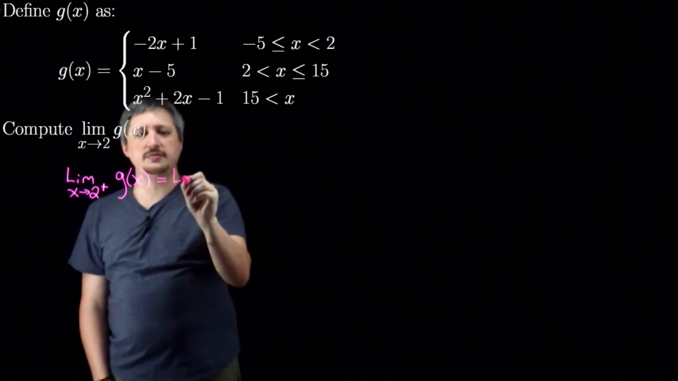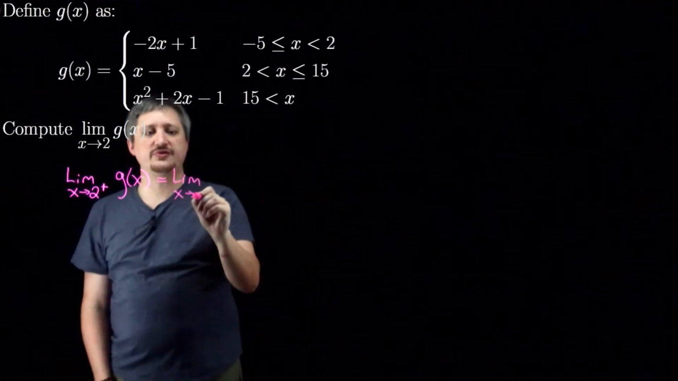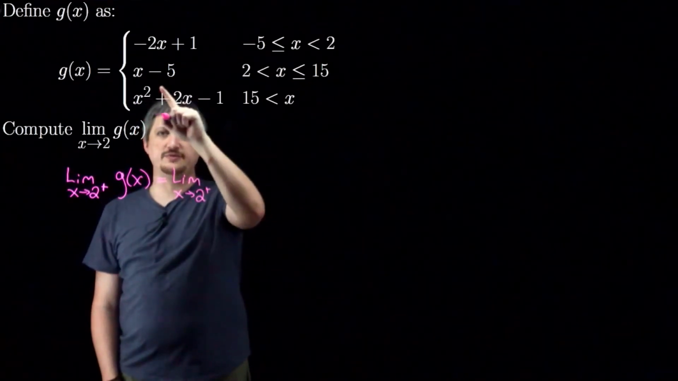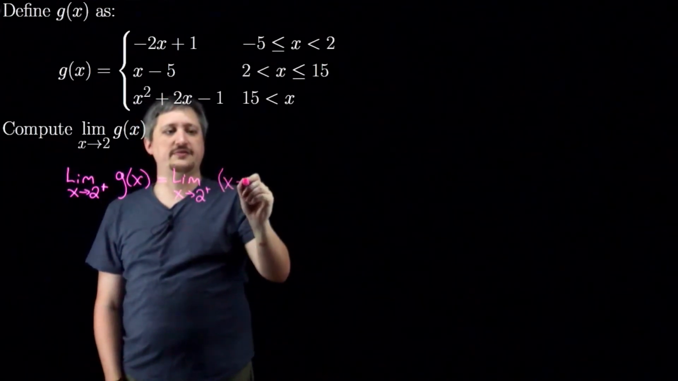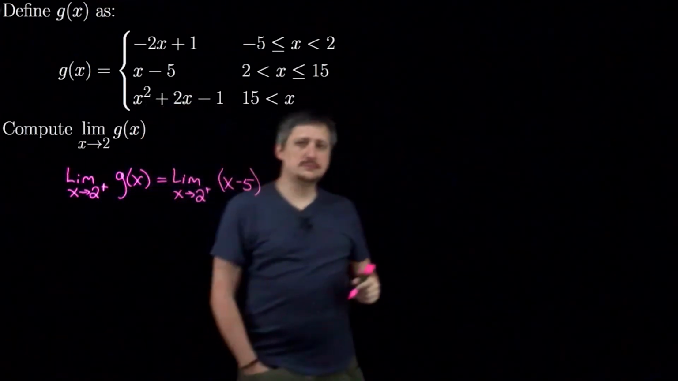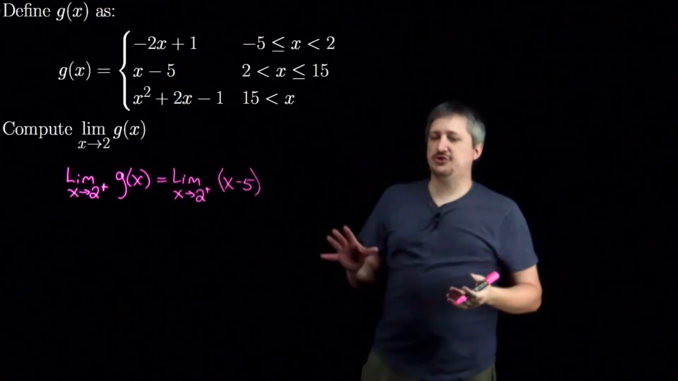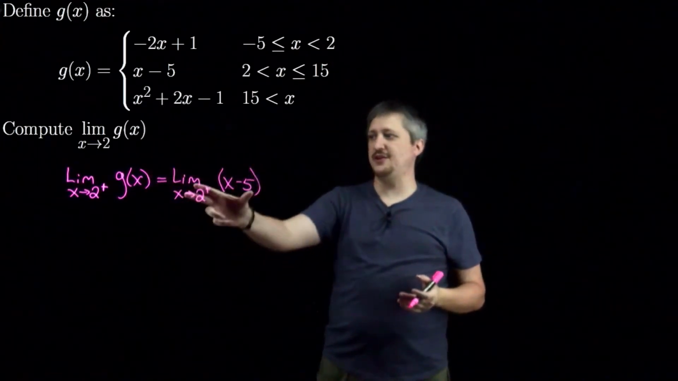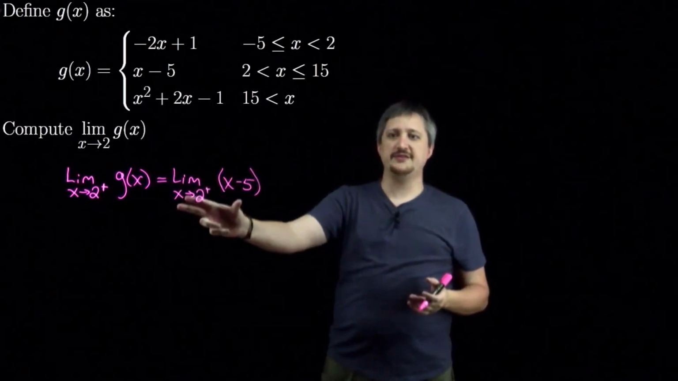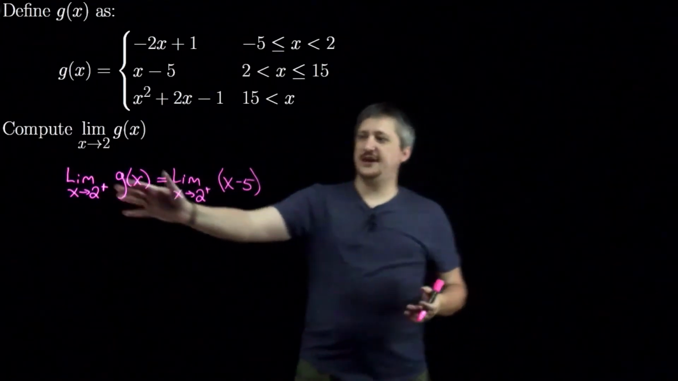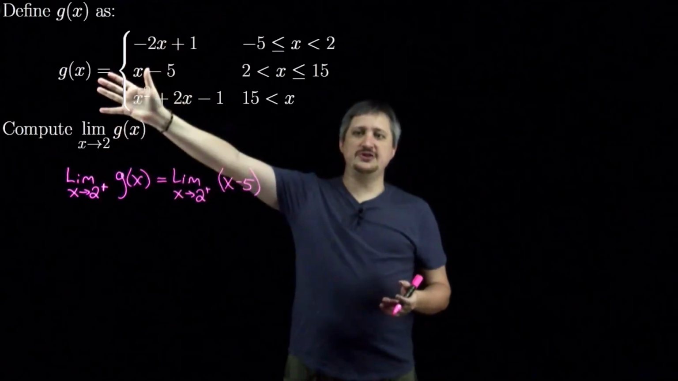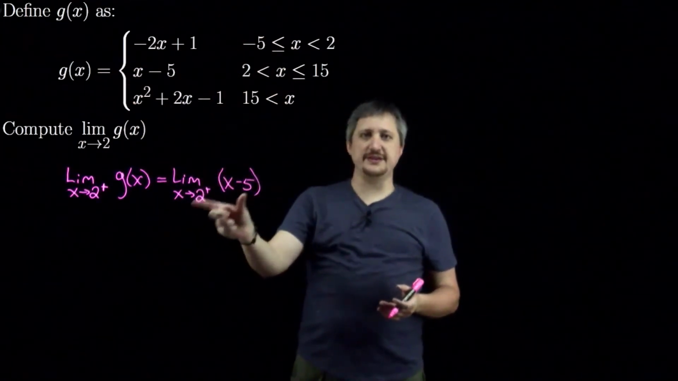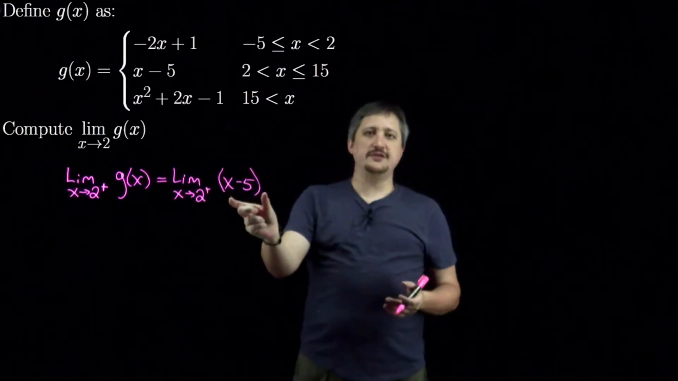So this is going to be the limit as x approaches 2 from the right of g of x, which is this middle function, x minus 5. At this point, I can basically just pretend g of x isn't even a thing. All I care about is this expression. I can forget that it came from a g of x, that g of x is this whole big mess of a piecewise function. I just want this.